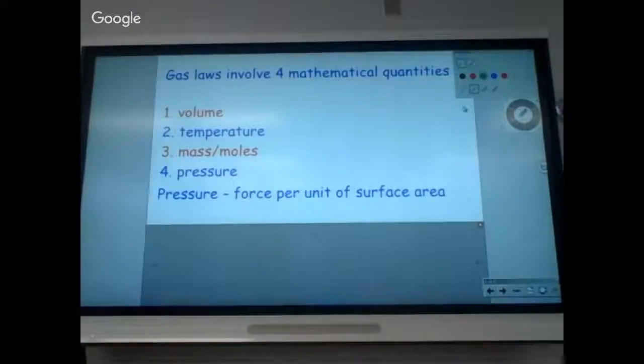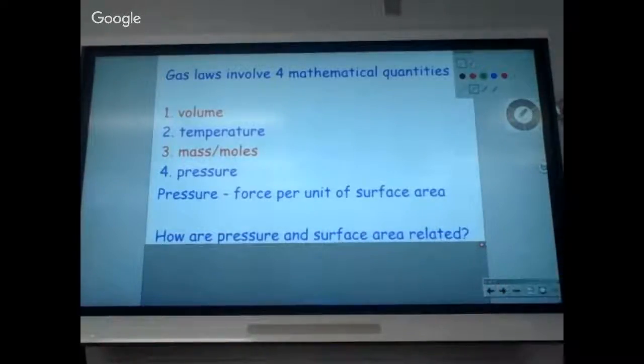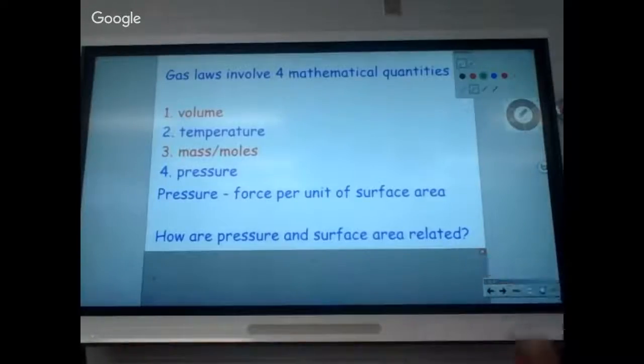All right. So you have to know the relationship between pressure and surface area. And this is, I think, an easy one to remember if we do a nice, easy, short demo with this. So catch up with me and we'll demo this one.